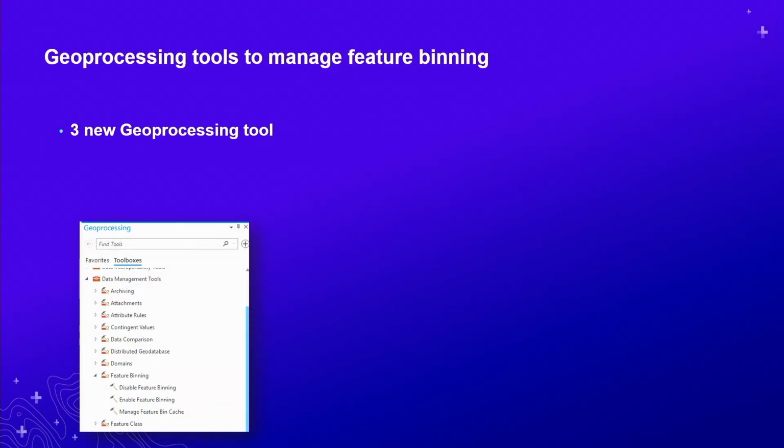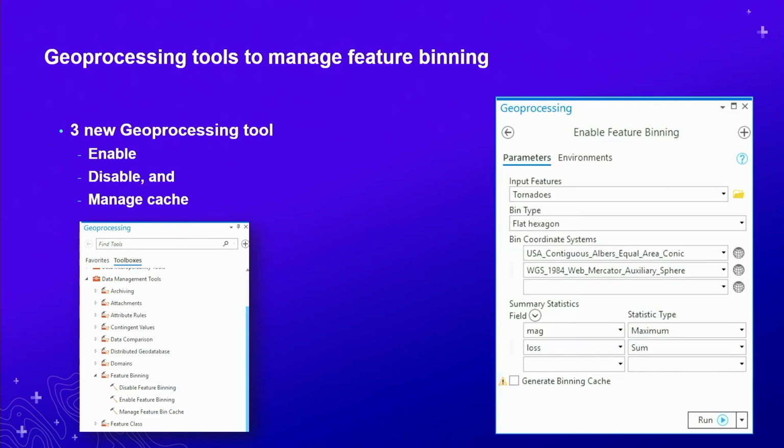To manage feature binning, ArcGIS Pro ships with 3 new geoprocessing tools: enable, disable, and manage caching. In that Enable Feature Binning screenshot, you can take a look. I have as an input the feature layer. I choose a bin type. You can have up to 2 bin coordinate systems. As I told you, they don't have to be the same as the input feature. And then optionally, you can add summary statistics.